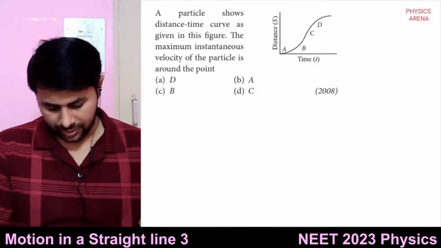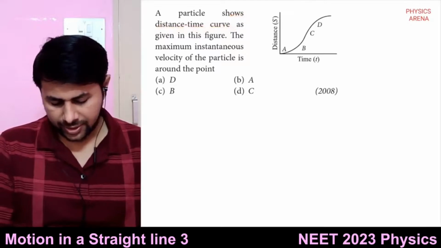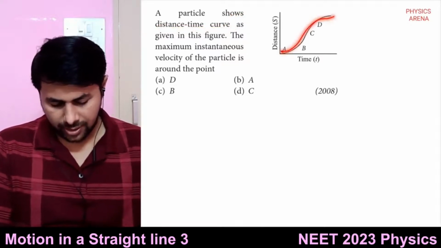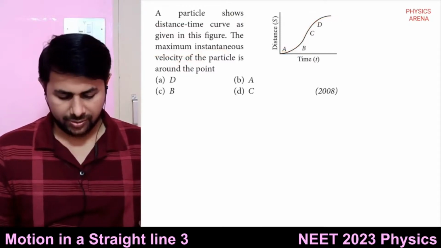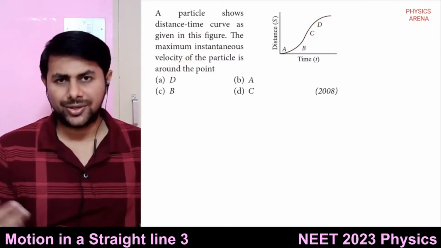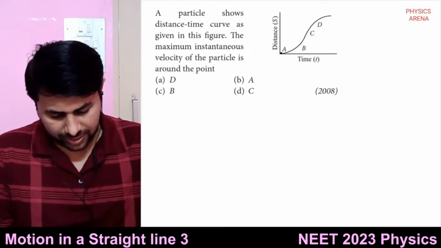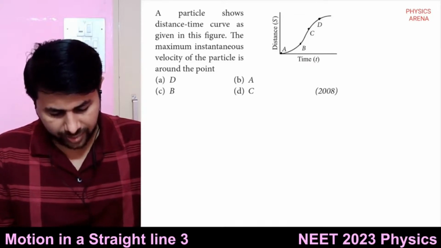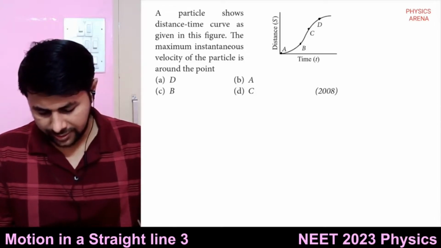Next question. A particle shows distance time curve as given in this figure. The maximum instantaneous velocity of a particle is around the point. Which point? So again, let's draw tangents. Let's suppose these are the points 1, 2, 3, 4. Now let's draw tangents at these points.